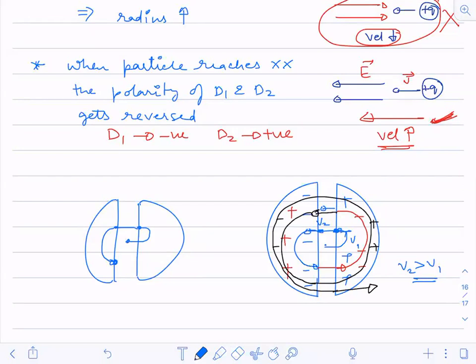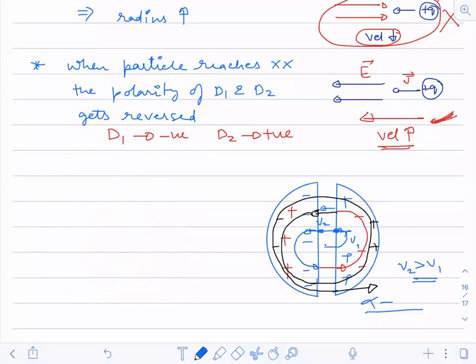The particle that comes out will be targeted towards anything. Suppose this is an alpha particle, so it will go and hit the gold foil.